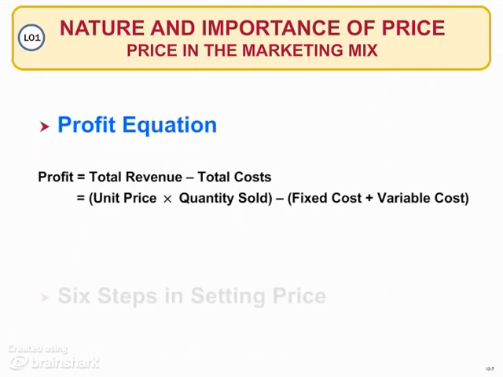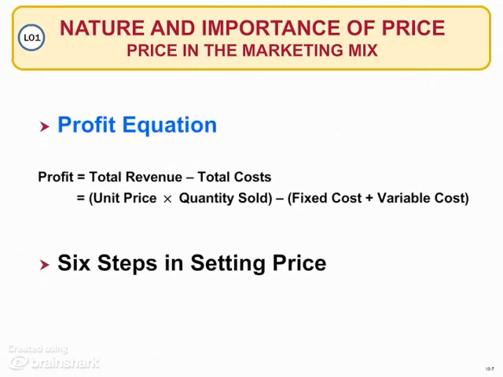So then the question becomes, how does pricing impact the marketing mix? Where does it fit? Well, pricing, as we know, has a direct effect on a firm's profits. And we look at the profit equation. Here we've talked about how to calculate profit before, revenue minus expenses. So the profit equation is total revenue minus total cost. Total revenue is found by multiplying the unit price by the quantity sold. Total costs are calculated by taking the fixed costs and adding variable cost.